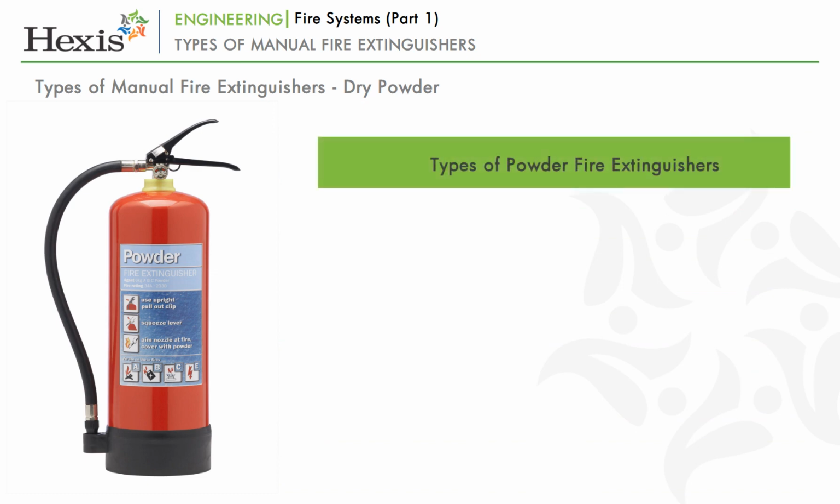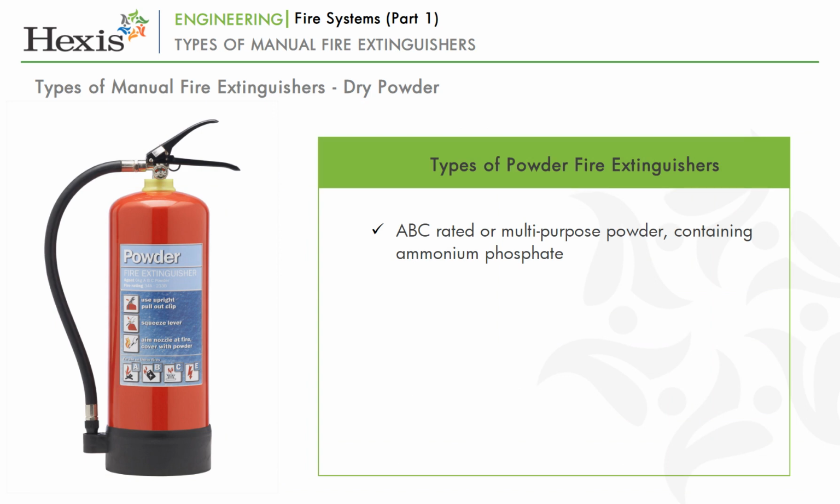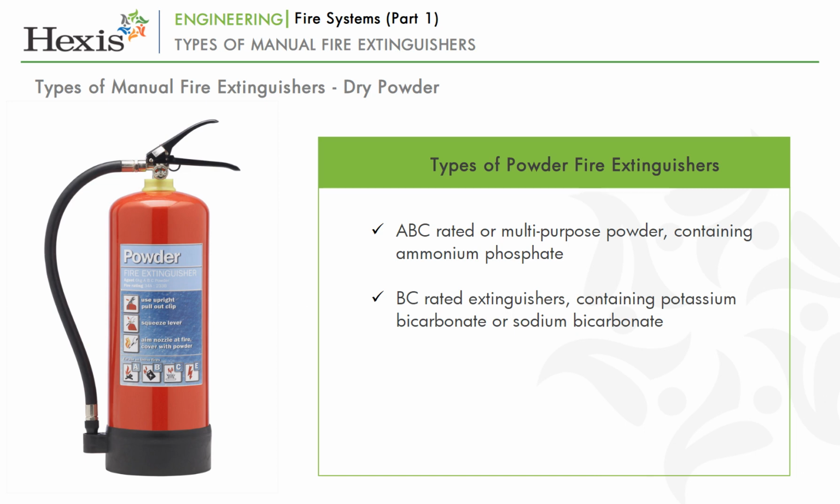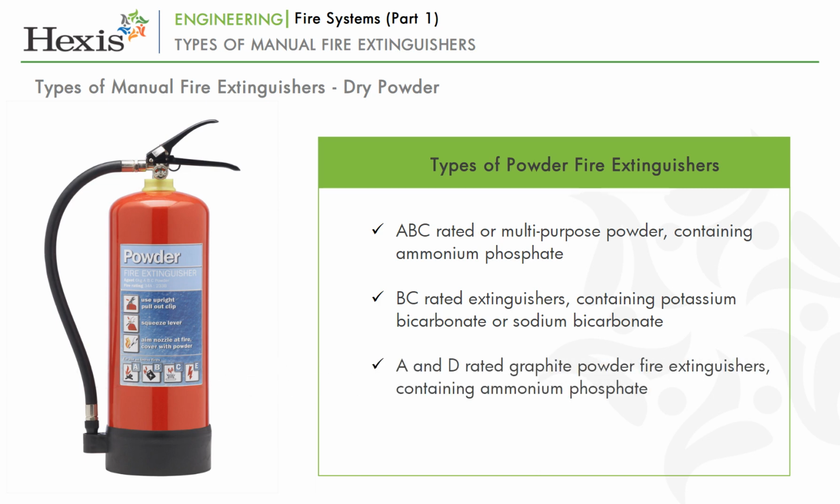There are three types of powder fire extinguishers: ABC rated or multi-purpose powder which contain ammonium phosphate, BC rated extinguishers containing potassium bicarbonate or sodium bicarbonate, otherwise known as bicarbonate of soda or baking soda. Some BC rated powder fire extinguishers contain Monnex. The pressurizing gas is usually nitrogen. A and D rated graphite powder fire extinguishers are usually used only in Class D fires. The materials used for this type of extinguishers are ammonium phosphate based.